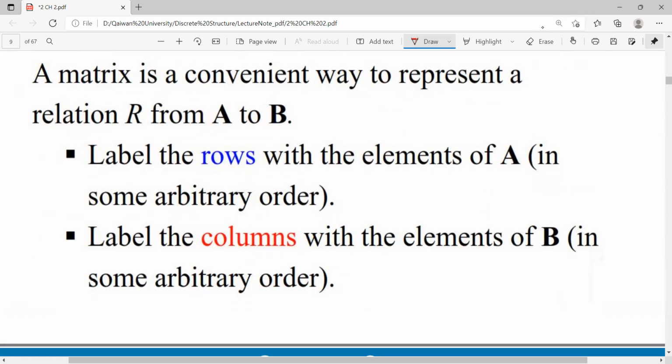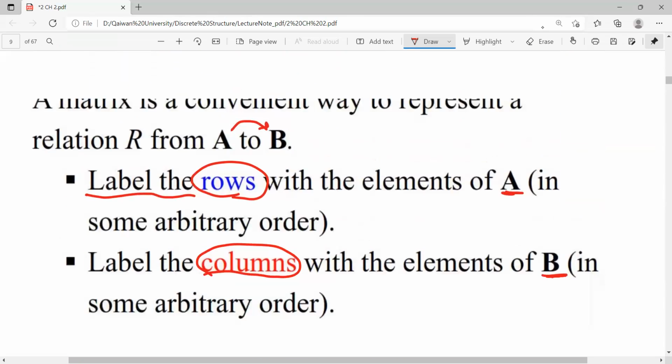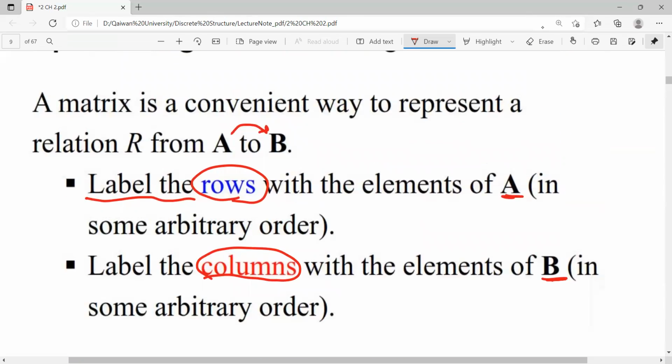To represent a relation as a matrix, we should first label rows with the elements of set A. If we have a relation from A to B, that means we are going to write down the elements of set A, the first set, as the rows, and the columns for set B, which is the second set. And the ordering of the elements is not important.